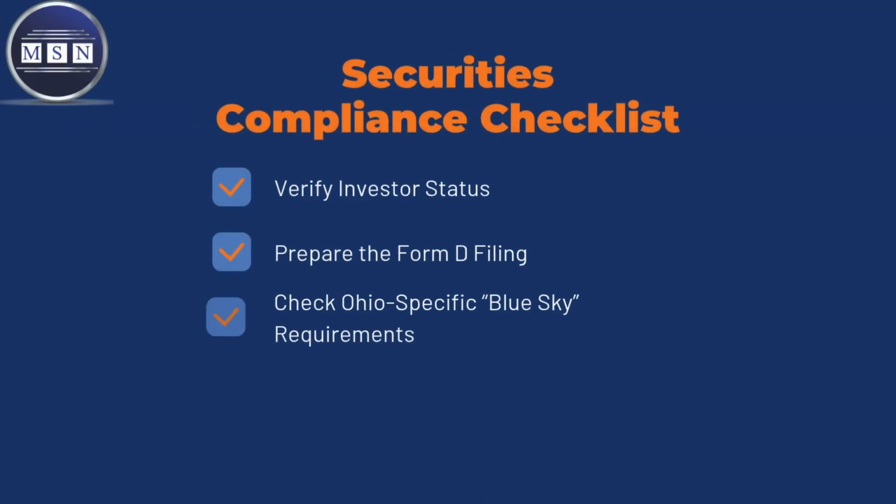The final piece of your checklist is going to be checking those Ohio-specific blue sky requirements. So, in addition to federal laws, every state, including Ohio, has its own blue sky securities regulations. And you must comply with the state rules in every state where you have investors. Usually, this just means filing a brief notice of the exempt offering with the relevant state agency. So, here in Ohio, when a business is relying on the safe harbor provision of Rule 506(b), you would file a copy of Form D with the Ohio Division of Securities within 15 days of the first sale here in Ohio.